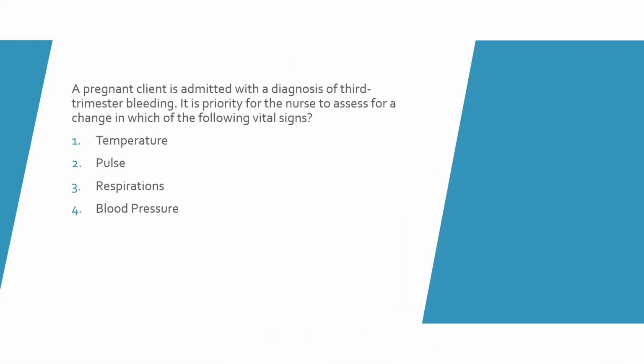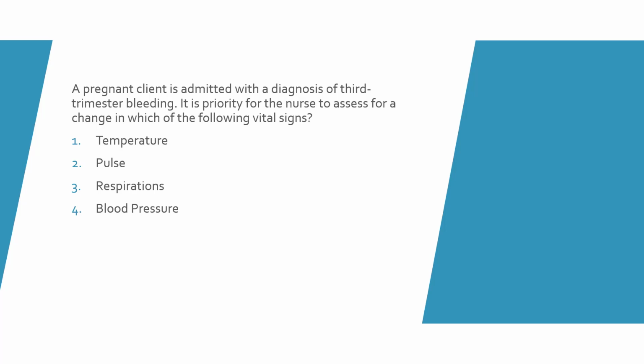A pregnant client is admitted with a diagnosis of third trimester bleeding. It is priority for the nurse to assess for a change in which of the following vital signs? 1. Temperature. 2. Pulse. 3. Respirations. Or 4. Blood pressure.